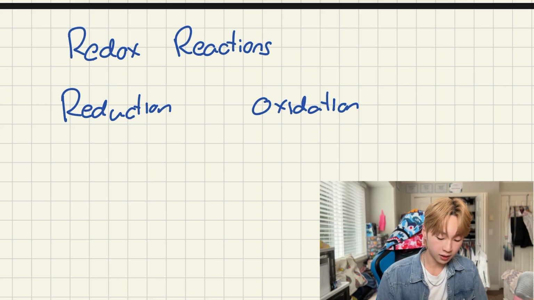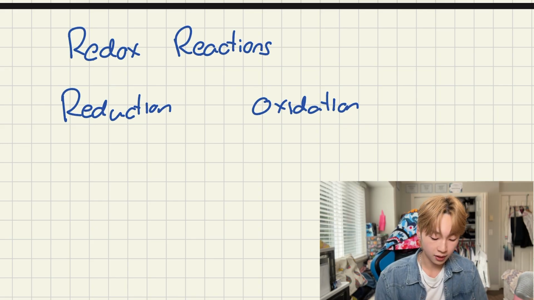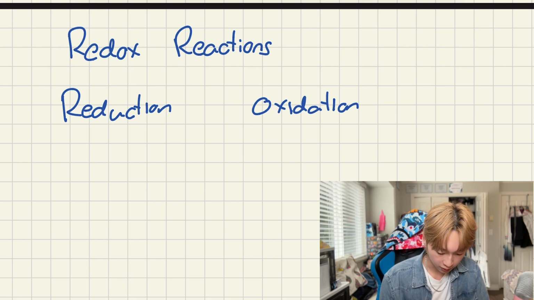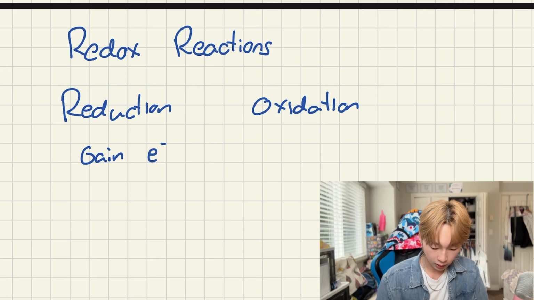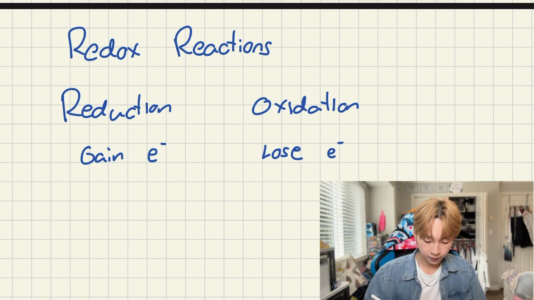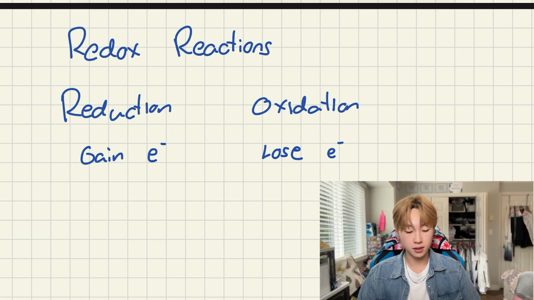Now reduction and oxidation stand for the transfer of electrons. So reduction is going to be our gaining of electrons, and our oxidation is going to be the loss of electrons. And in any redox reaction, both of these happen at the same time.